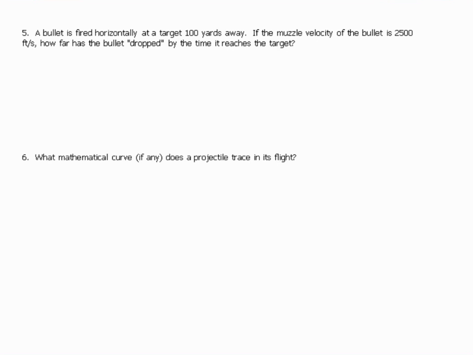Number 5, a bullet is fired horizontally at a target 100 yards away. If the muzzle velocity of the bullet is 2,500 feet per second, how far has the bullet dropped by the time it reaches the target?